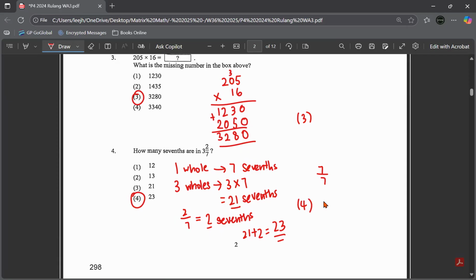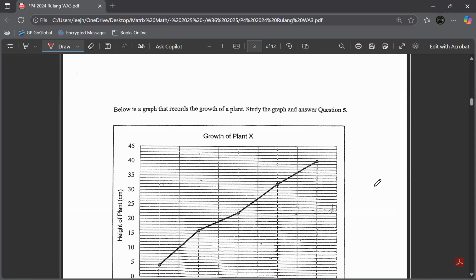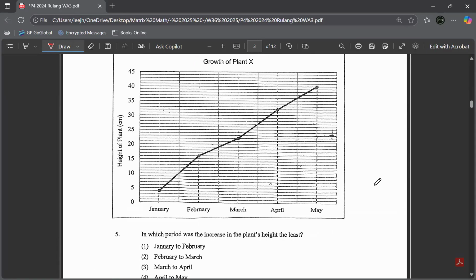Okay, next is question 5. This is a line graph. Below is a graph that records the growth of a plant. You need to study the graph and answer question 5. Before we do anything, when we have a graph, we always write down the values that we know. So this is the height, and these are the months.